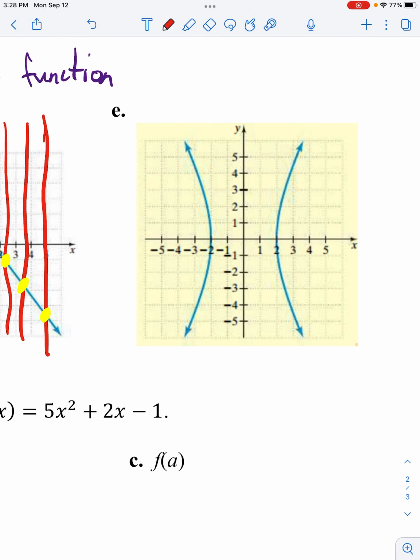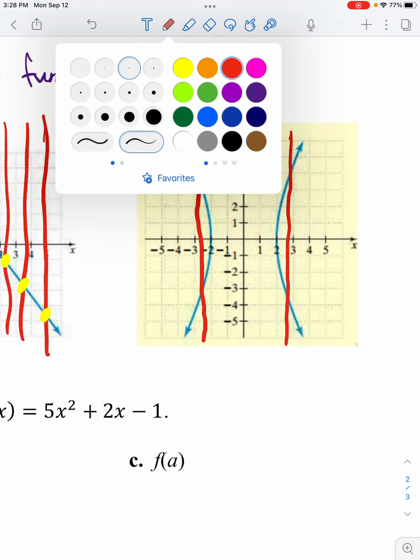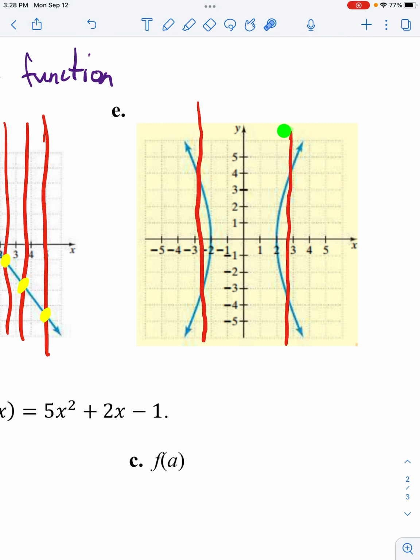Then part E. Look what I can do. I can take a line right here and draw it through my graph right here. Okay, look what happens. This vertical line that I just drew, the graph passes through that vertical line twice. Same thing here. It passes through this vertical line twice. So we conclude that this is not a function.